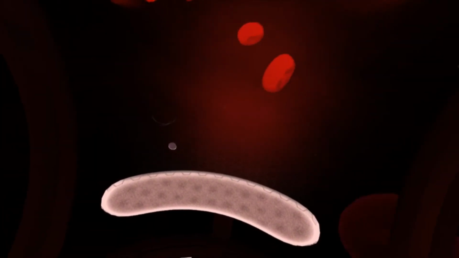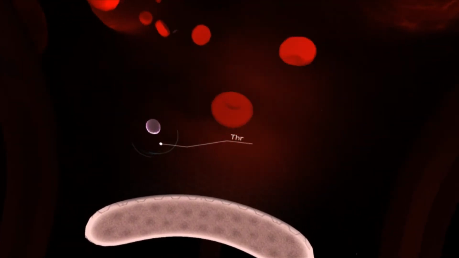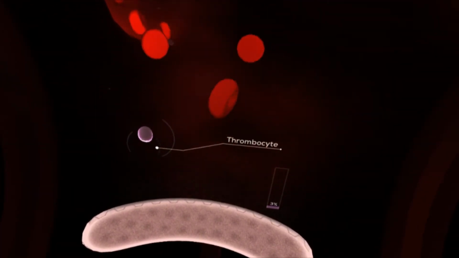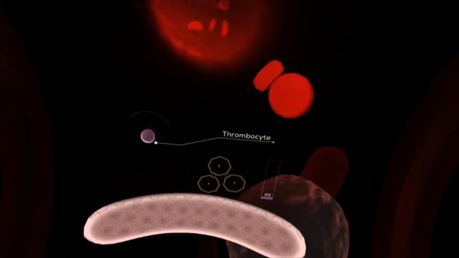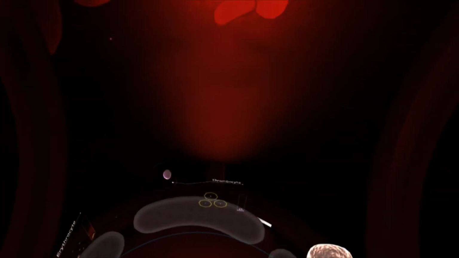Lastly, let's examine platelets, or thrombocytes, whose main function is to stop bleeding at the site of a damaged blood vessel. On our right, you can see a tear in the blood vessel. Let's investigate.